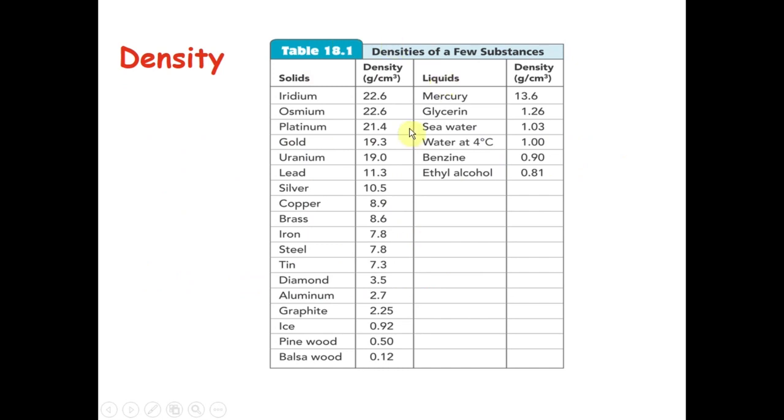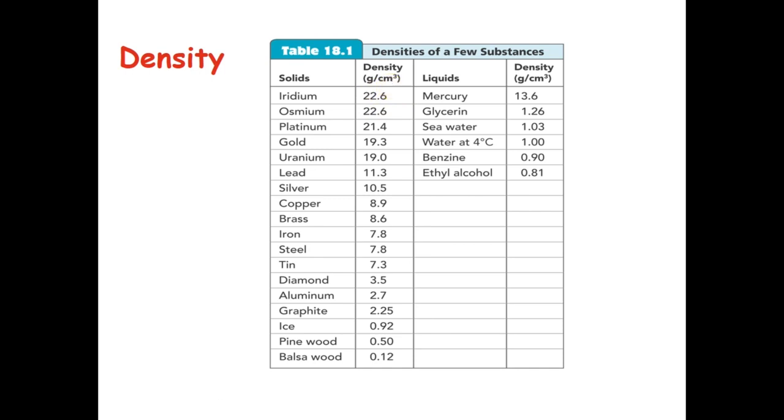Now we have this table. You can look at the table, and here you can see different elements, and for each element we have the density. Of course, the density here is given in units of gram per centimeter cubed. We are not required to memorize these numbers, but I want you to look and try to compare. First, you can see that iridium has the highest density. Its density is 22.6 gram per centimeter cubed.